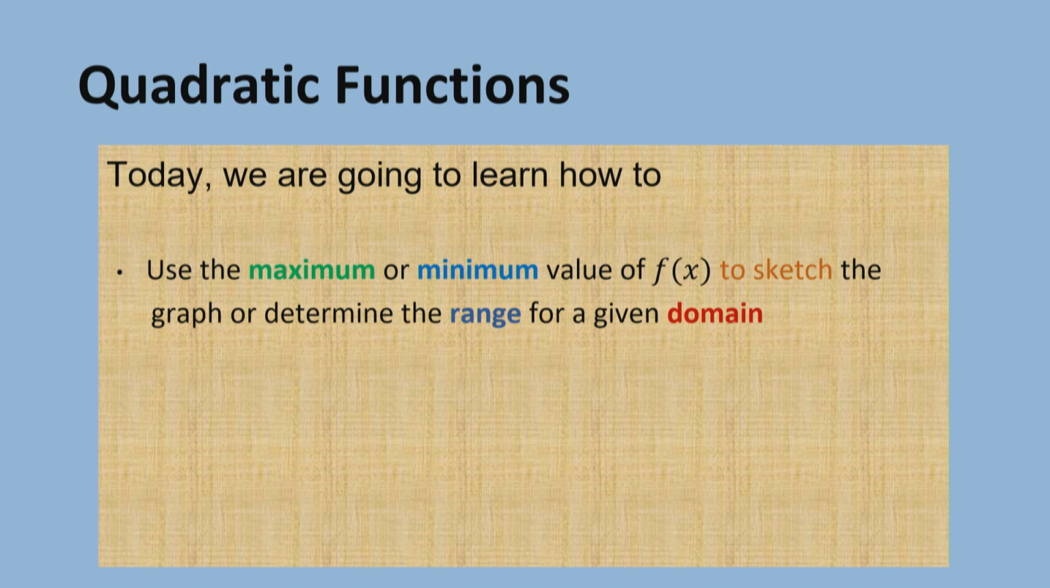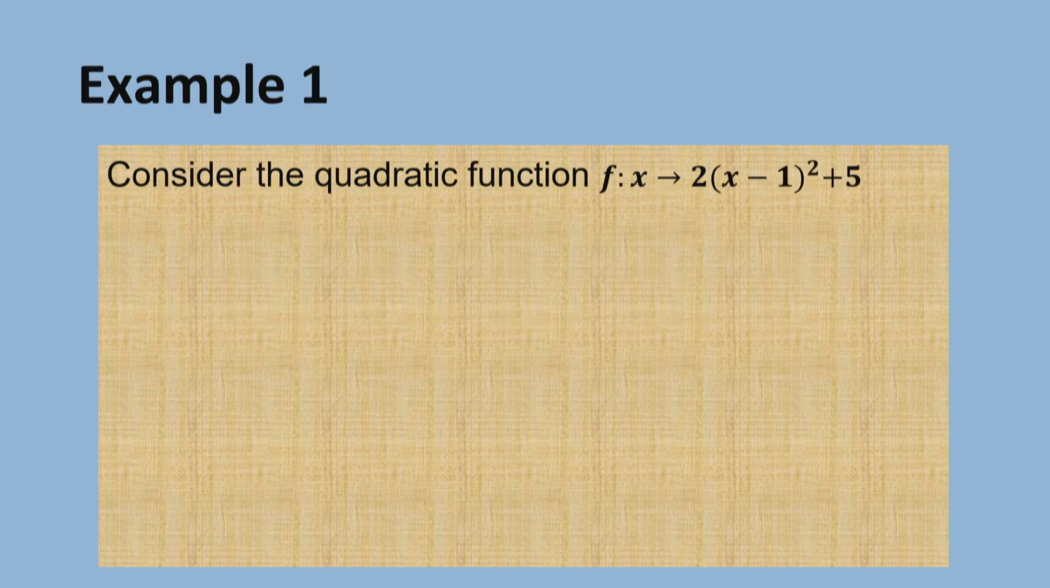Today we are going to learn how to use the maximum or the minimum value of f of x to sketch the graph or to determine the range of a function for a given domain. Let's take an example. Consider the quadratic function f of x, which is mapped onto 2 bracket x minus 1 to the square plus 5. That's a quadratic function. Now, first question, is it a minimum or a maximum? How do we do that?